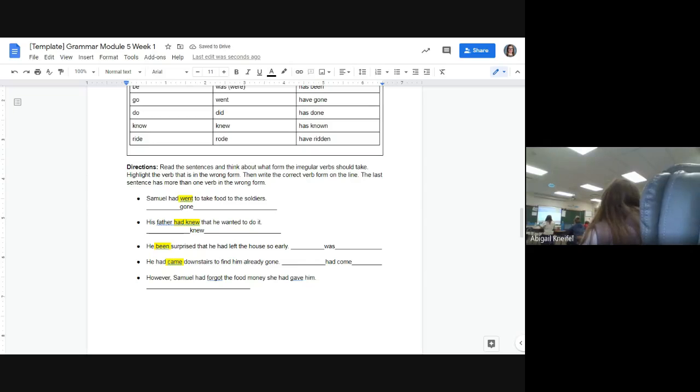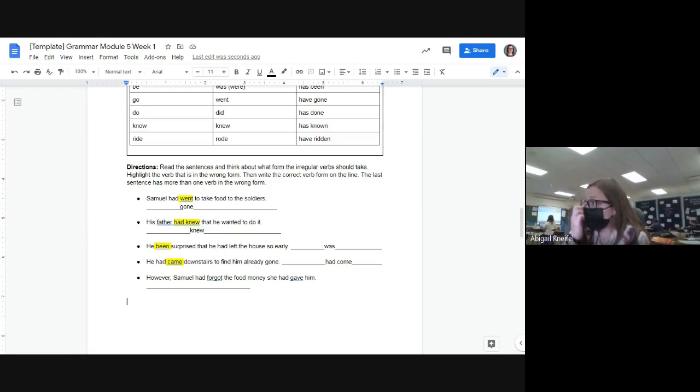What is one that is wrong, Julian? Instead of forgot, we need to make it past tense, so it needs to be forgotten. Did I spell that right? Yeah. All right, so Sam had forgotten the money. And then there's one more that's incorrect. What is the other one that's incorrect? Angelina? Yep. She had gave him, but this is past tense, so instead of gave, it needs to be given.